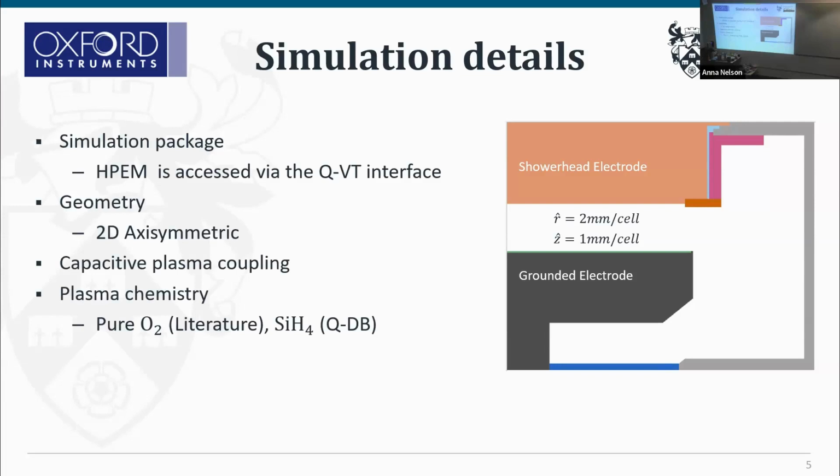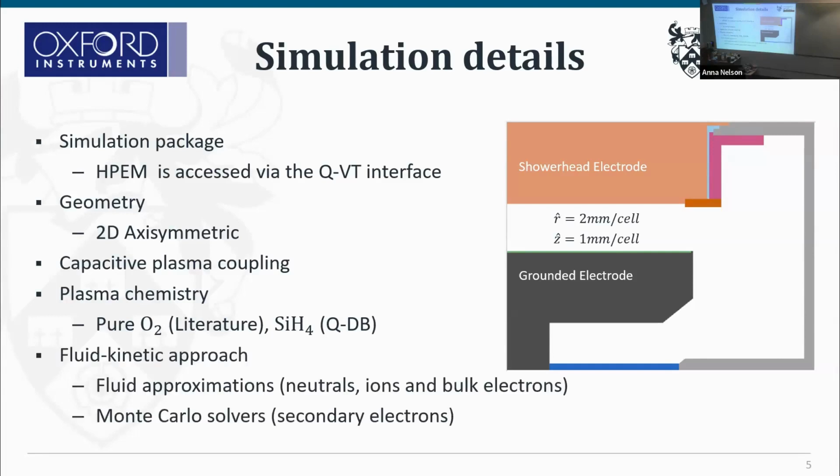Initially, we start with a simple case, oxygen plasma. We consider the plasma chemistry, which is well available in the literature. And then once we develop confidence with this modeling and experimental part, we try to simulate the process-relevant chemistries that we have accessed using the Quantemol database. So the process-relevant chemistry that we use is the silane chemistry. The simulations are done using a fluid kinetic approach. So we treat neutrals, ions, heavy radicals, and bulk electrons using fluid approximations, whereas the energetic secondary electrons in the system are considered using Monte Carlo solvers.